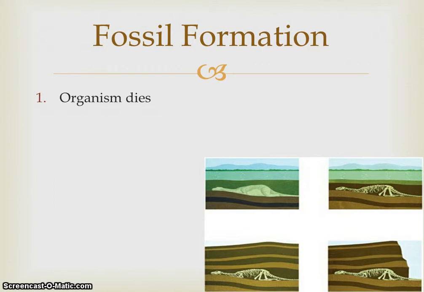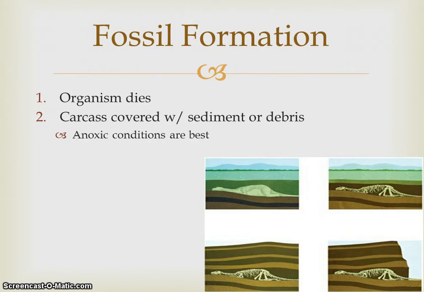The first, most obvious step is that an organism must die. This usually needs to occur in an aquatic or at least partially aquatic area. The second step is that the carcass must be covered with sediment or debris. The anoxic conditions are best at this stage.